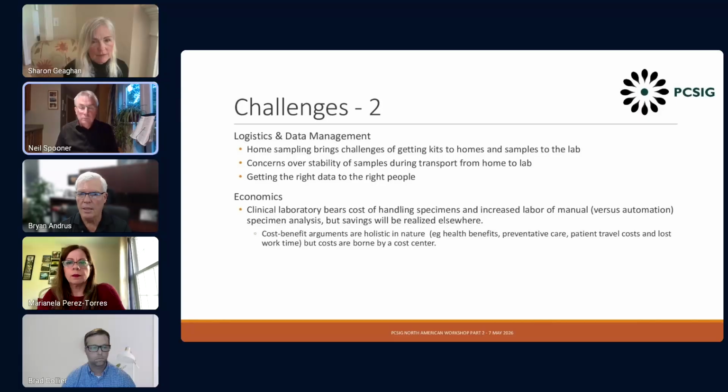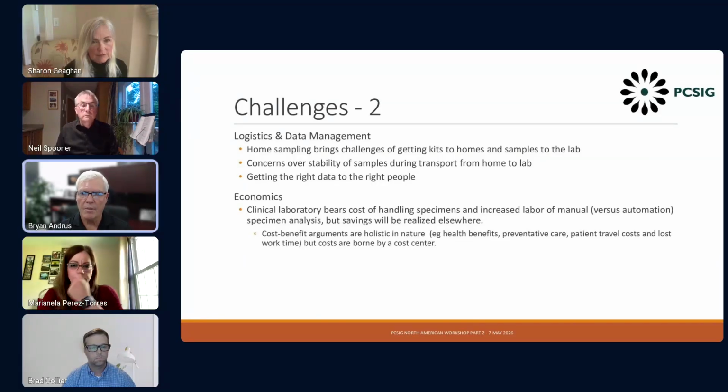I think the question about data is going to be specific to the use case and to the ecosystem that is involved. I'm not sure that you could fully define something on that. I think in terms of getting the sample or getting the kits out to the people, 3PLs are very skilled at being able to do that.